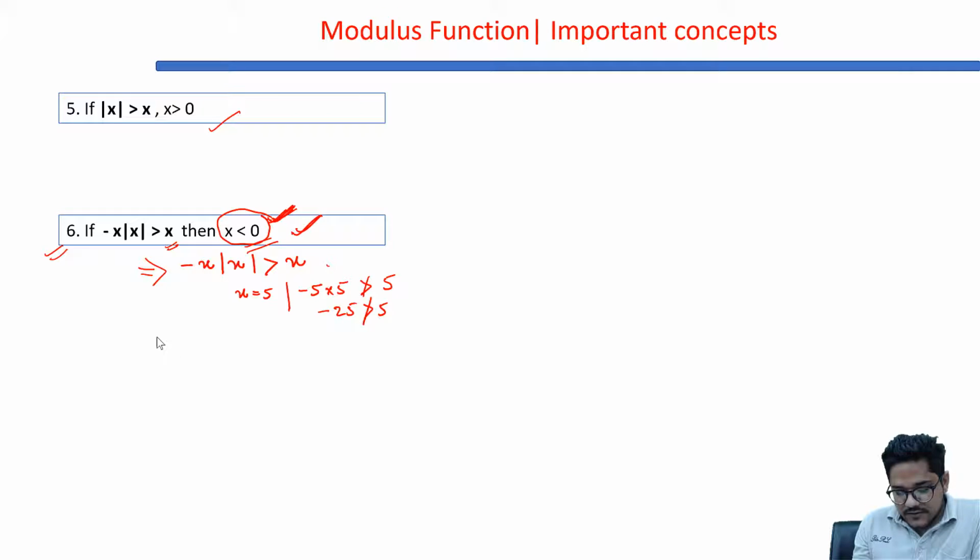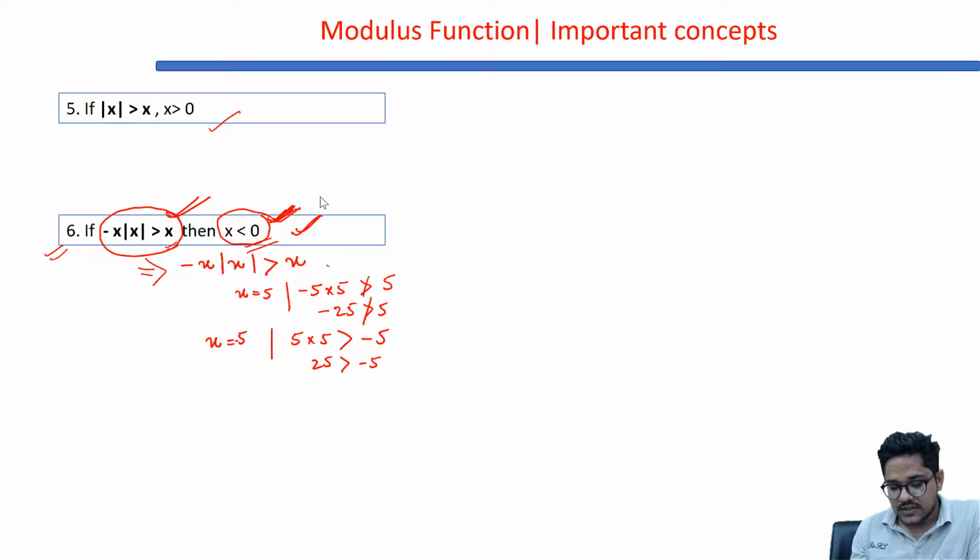Now let's check another case when x equals minus 5. In this case minus of x would be 5 and modulus of x would also be 5, and this is greater than minus 5. So 25 is definitely greater than minus 5. So this condition or this equation will always hold true when x is less than 0. So this is one of the properties that you must remember.